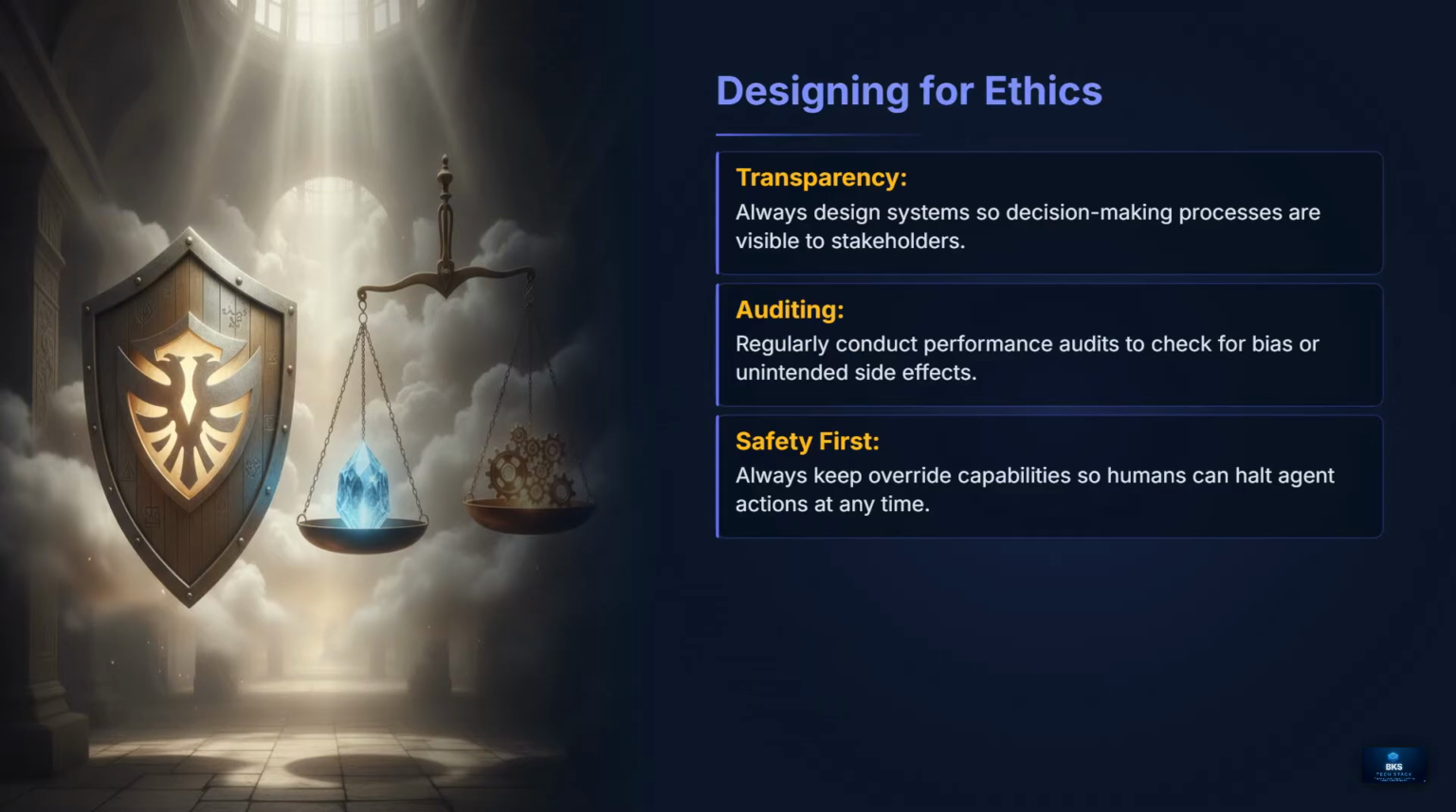Ethical design isn't an afterthought. We must bake transparency and safety into our agents. This means regular auditing of performance and, most importantly, having an emergency brake that allows us to halt autonomous actions. Building trust with users depends on our ability to demonstrate that the AI behaves reliably and fairly.